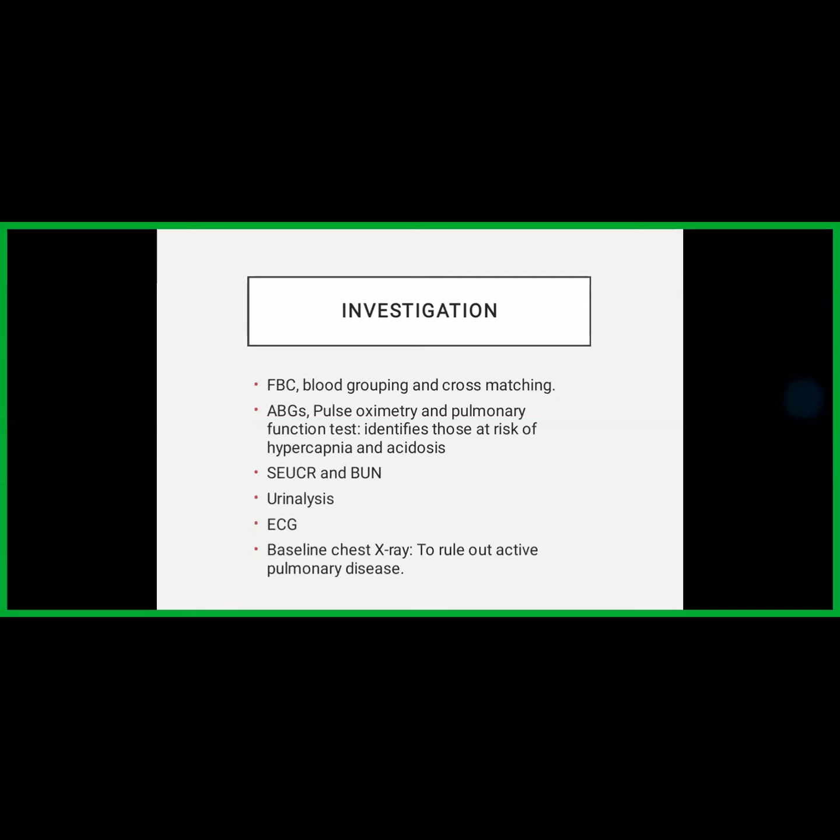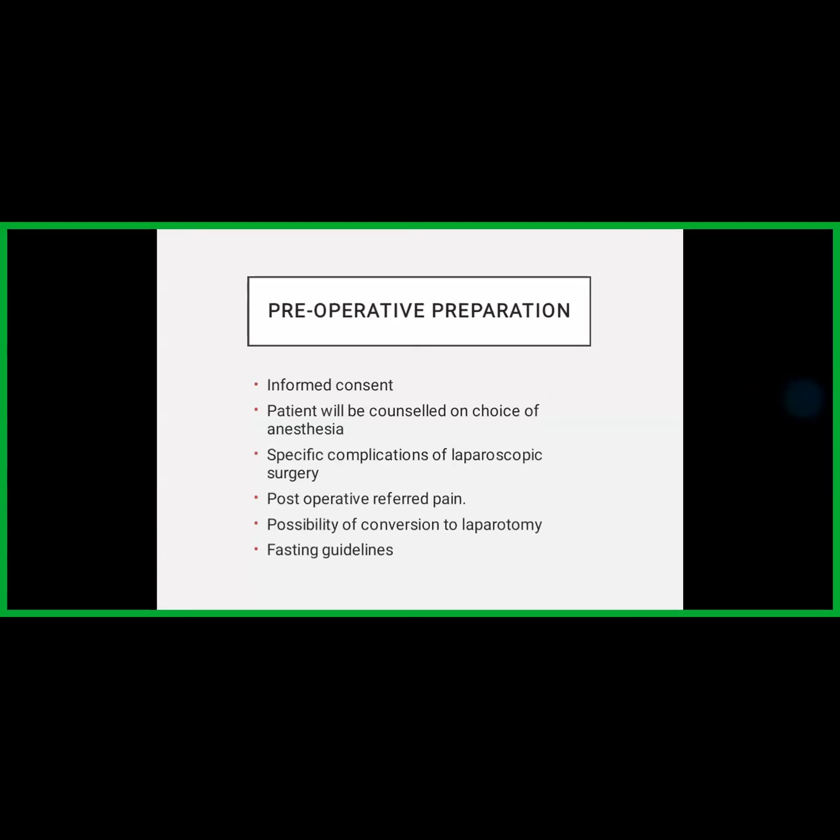Urinalysis can also be done. We could pick up glucosuria in the urine, even proteinuria, to also offer the diagnosis of renal impairment. Then the ECG should be done to look at if there are any arrhythmias or to look at evidence of myocardial ischemia in these patients. Then a baseline chest X-ray should be done to rule out active pulmonary disease in this patient.